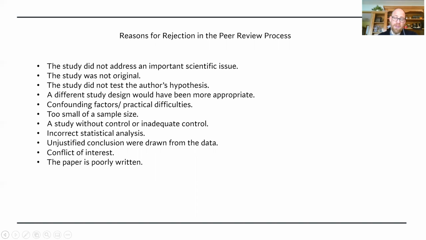Maybe we studied too small of a sample size. Maybe the sample size was so small that our results are not generalizable to a broader population, right? Maybe there was no control group, and we'll get into that when we talk about validity in a deeper way later on in the course. Maybe the data were analyzed with an inappropriate statistical method, or maybe their conclusions were not justified. Maybe there was a conflict of interest, or maybe the paper was just badly written. So there are any number of reasons for rejection, but it's the responsibility of the peer reviewers to specify the reason why that paper was rejected.